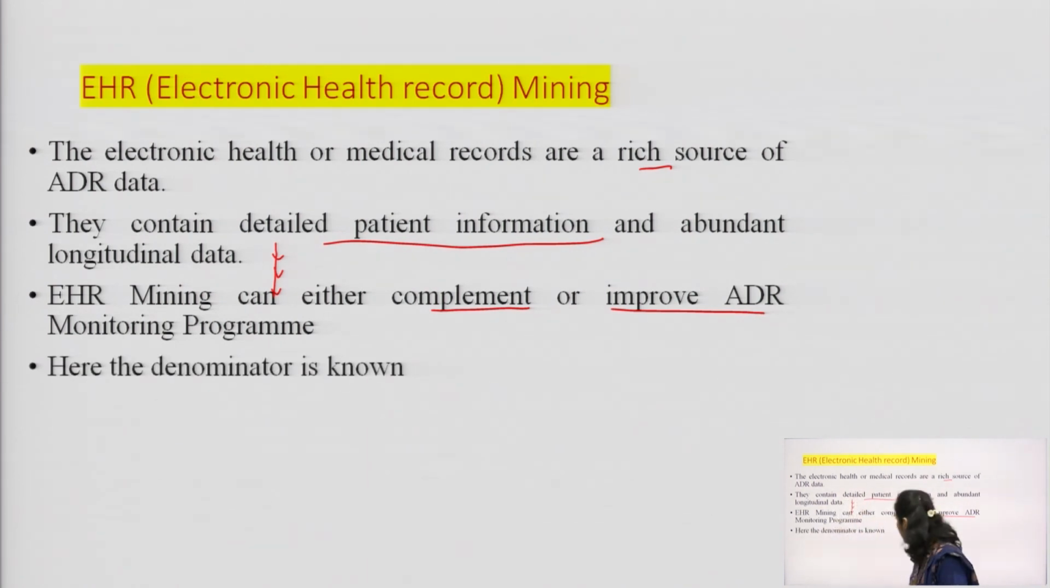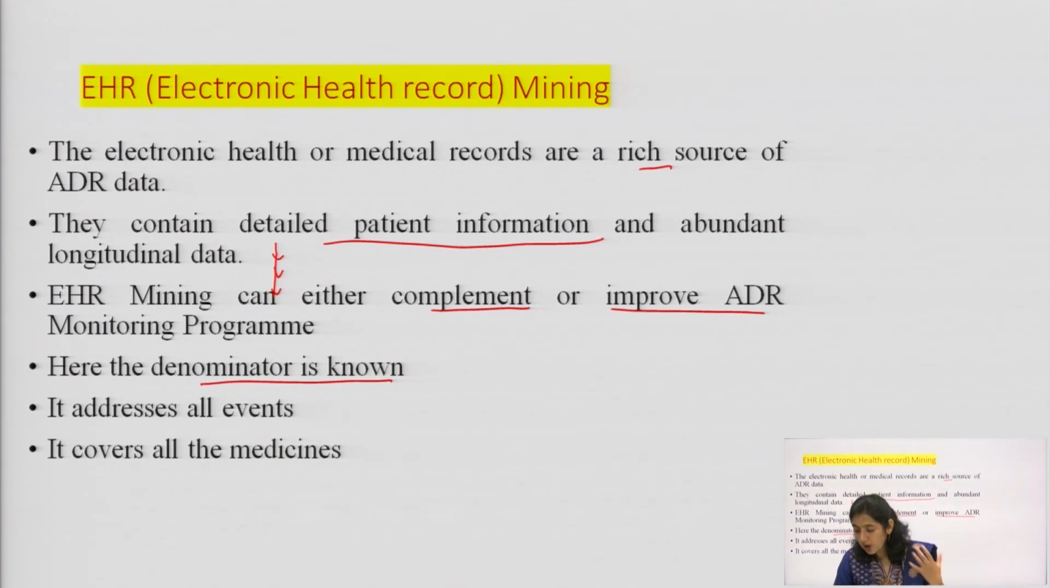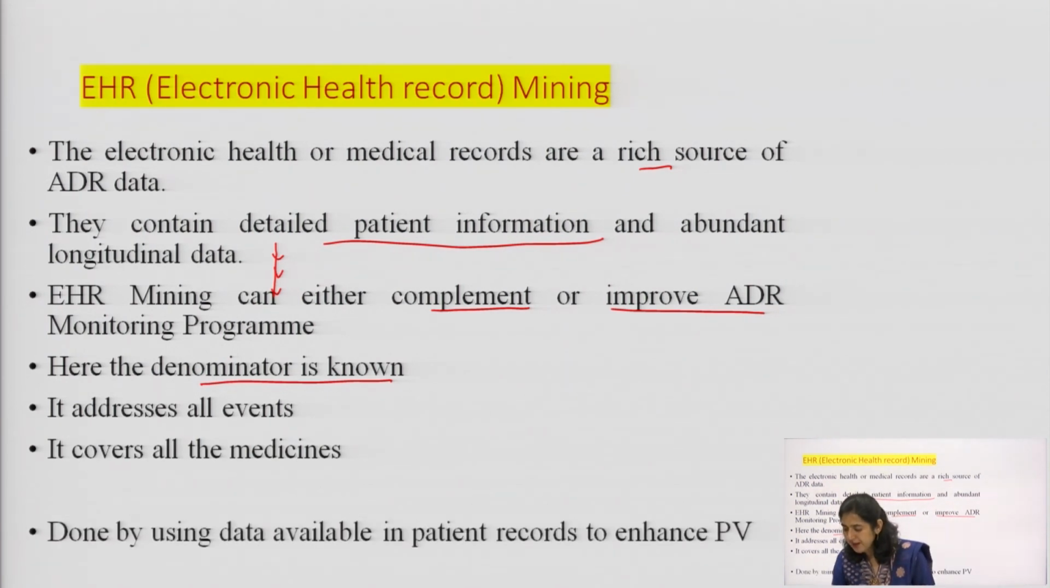So, here the denominator is known. We know the total number of people exposed to a drug. It addresses all the events, it covers all the medicines, and is done by using data available in patient records to enhance pharmacovigilance. So, basically, this is the last part, electronic health record mining. This was the last part of the active surveillance.